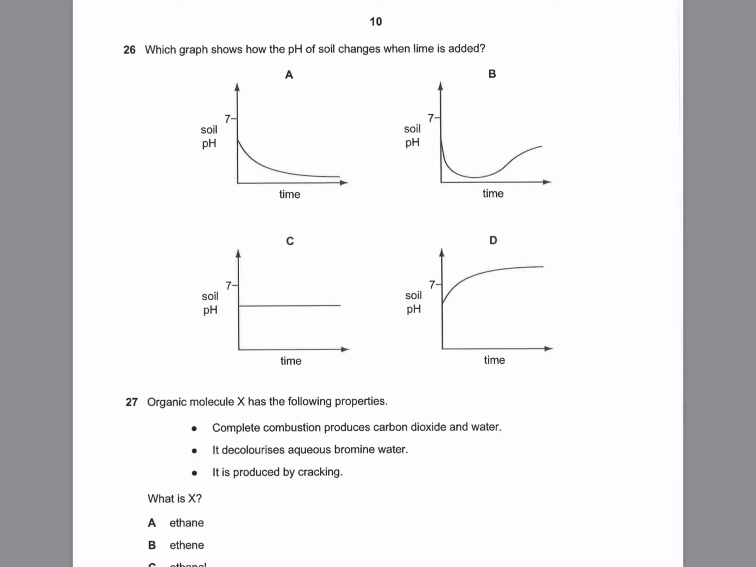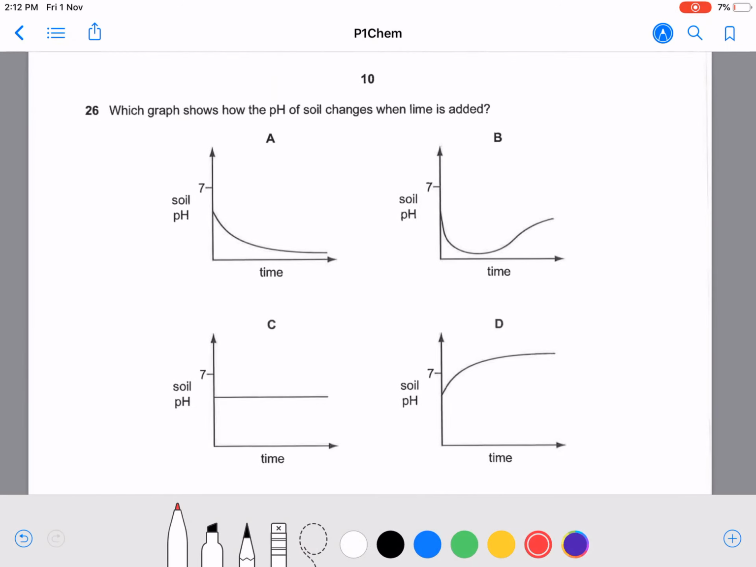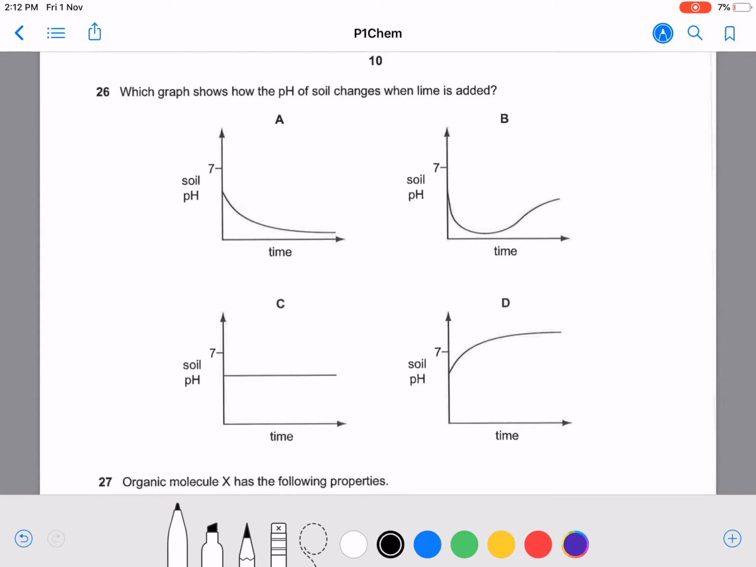Okay, which graph shows how the pH of soil changes when lime is added? So lime is calcium oxide, which is alkaline, and you add it to soil when the soil is acidic, because you want it to become neutral. So we need the soil to start acidic. So this is acid, this is acid, this is acid, and this is acid. That doesn't help me. But when I add lime, this one has the pH not changing.